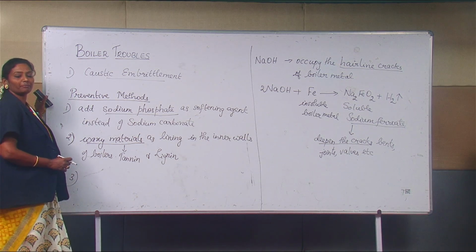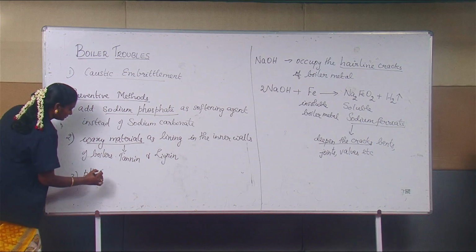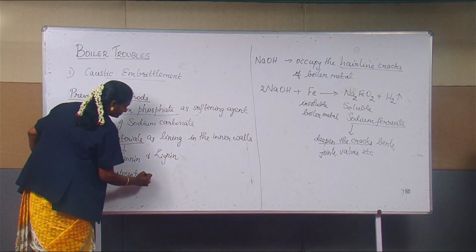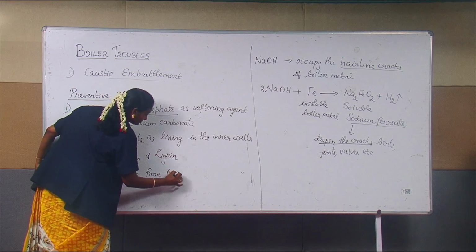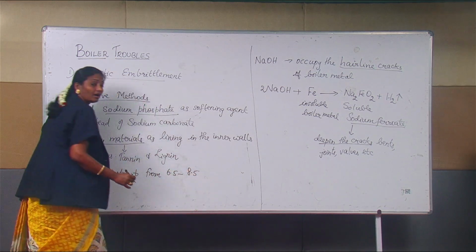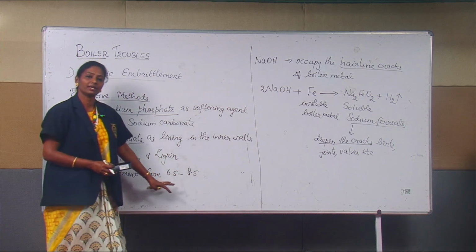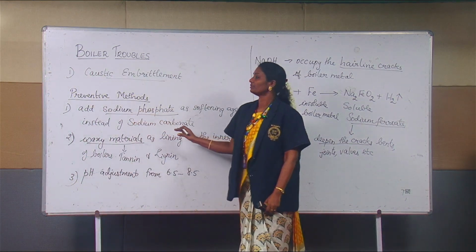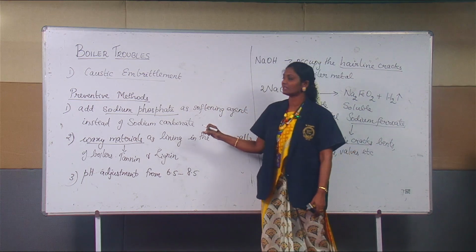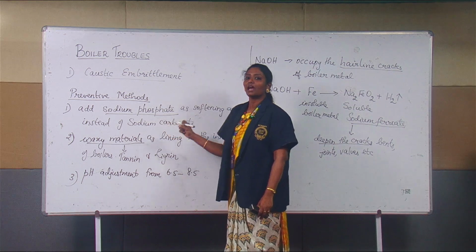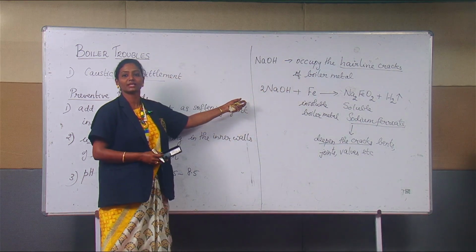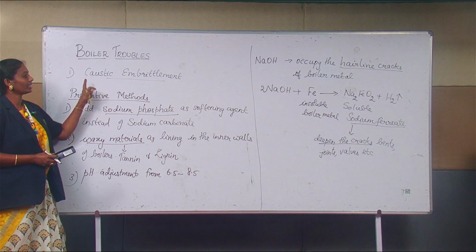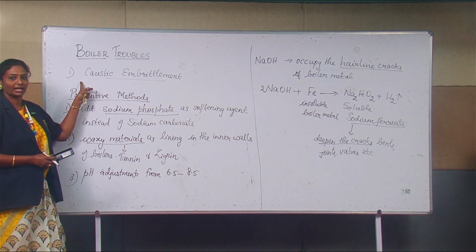Third is by adjusting the pH. So we avoid the alkaline pH and we would maintain the neutral pH, by which we can avoid this caustic embrittlement. So this is the first boiler trouble we have seen. What we have seen, what is caustic embrittlement, what is the reason for caustic embrittlement, and what was the mechanism of caustic embrittlement, and what are the preventive measures. So some of the methods have been listed here by which we can avoid this boiler trouble, which is caustic embrittlement.